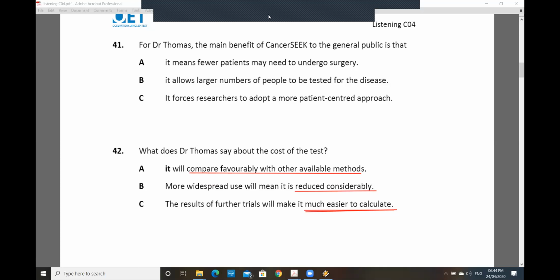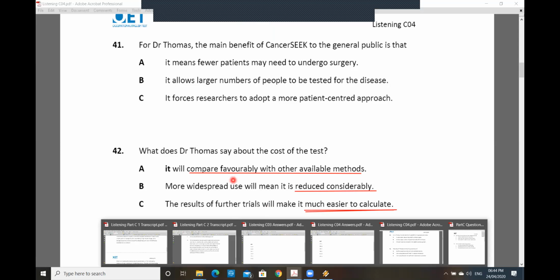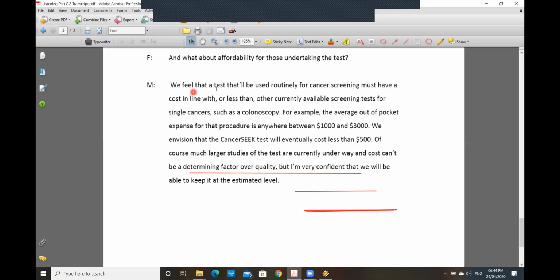That is where his first sentence also started, when he said that we feel that a test that will be used routinely for cancer must have a cost in line with other screening tests. And then, for example, he compared it with a colonoscopy. So now let me know, out of 6, how many of your answers were correct here? Write the number of answers that you got correct.